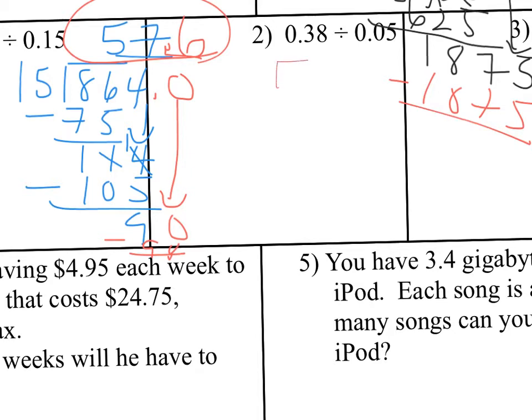And 38 hundredths is going to go in my box. 5 hundredths is going to go outside. We have to move the decimal point over twice. Move the decimal point twice. So I'm going to rewrite this. So 5 into 38. Okay.